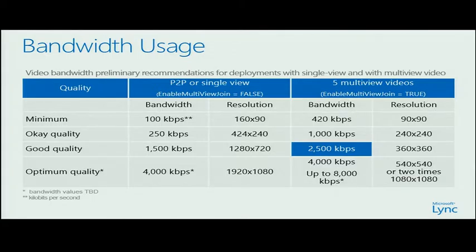So what we have around bandwidth usage: minimum quality, 100K, all right? If you're doing video at 100K, that's for people like me where you're not going to see if I've got no hair or if I've got a perm. Yes, you're going to get video, but it's real minimum quality. For okay, acceptable video quality, a resolution of 424 by 240, you're looking at 250 kilobits per second to drive that single video pane.